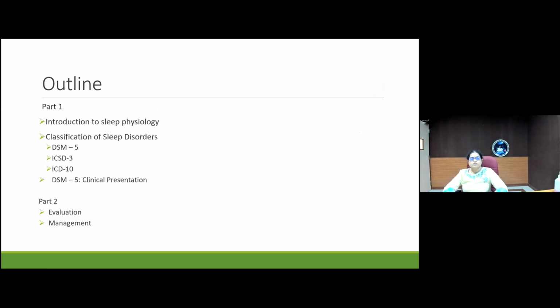The outline of today's presentation is divided into two main parts. In part one, we shall briefly discuss an introduction to sleep physiology, and subsequently the classification of sleep disorders: the Diagnostic and Statistical Manual, DSM-5, the International Classification of Sleep Disorders, 3rd edition, and the ICD-10, the International Classification of Diseases, 10th edition, formulated by the World Health Organization. Lastly in part one, we shall discuss the detailed clinical presentations of various sleep disorders, keeping the DSM-5 as the basis. In part two, we shall discuss evaluation and management of sleep disorders.